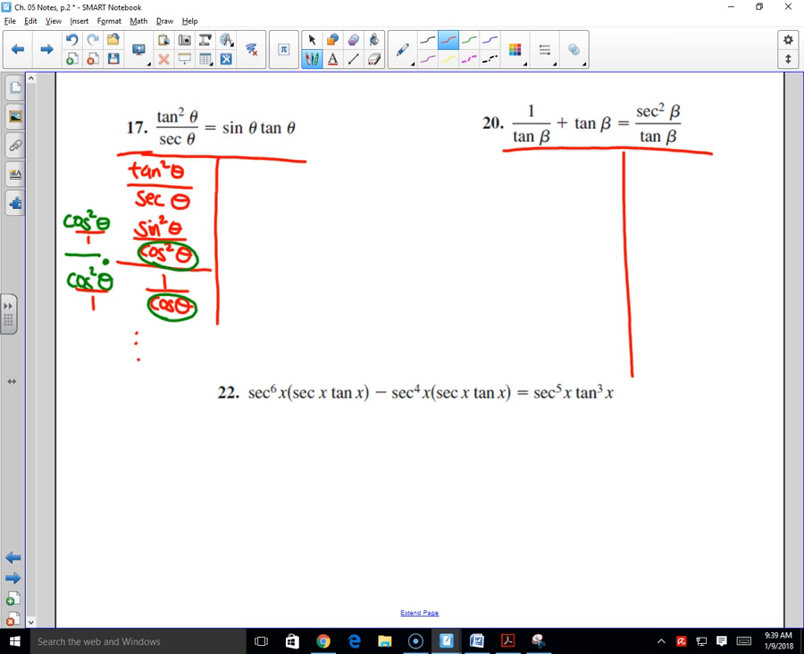For number 20, I'm choosing the left also. I'm not saying the left's always the best one to choose, but the right could have worked too. I kind of see the ability to do a common denominator on the left. That's why I'm choosing it. You would have gotten a common denominator.